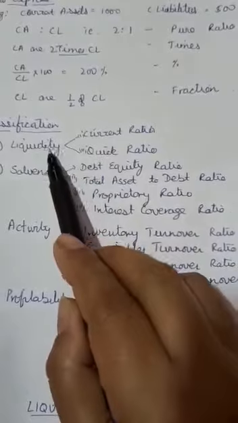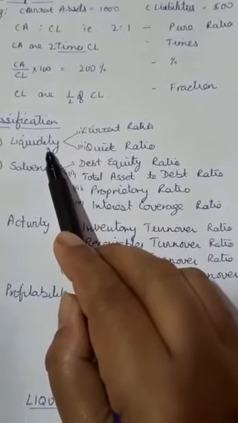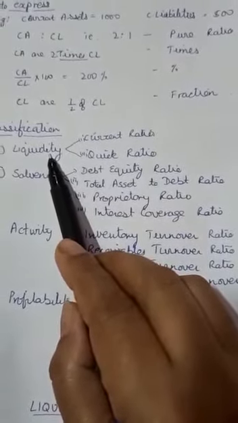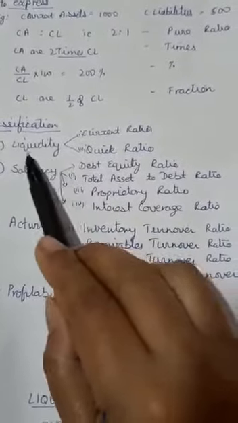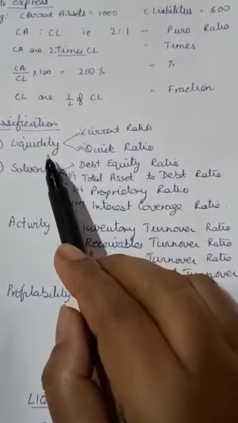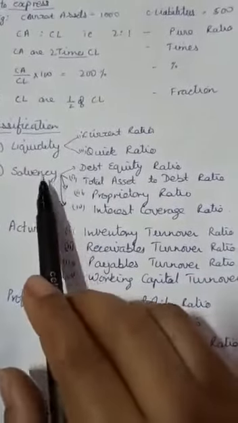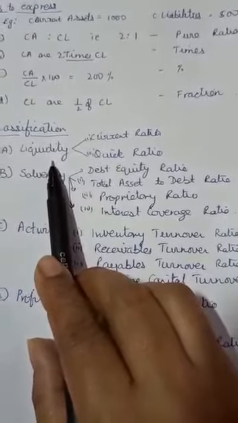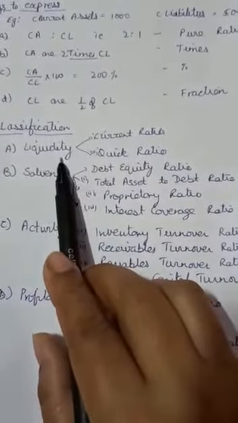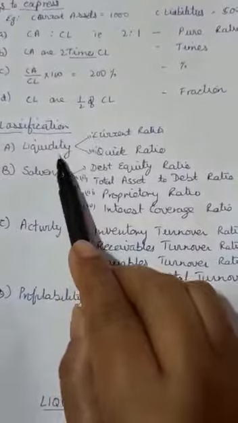Liquidity ratios are also called short-term ratios, within 1 year, within a period of 12 months. This is called liquidity ratios, which measure the liquidity. Liquid means the current ability to pay our current liabilities from the current assets that we have. That is called our liquidity.